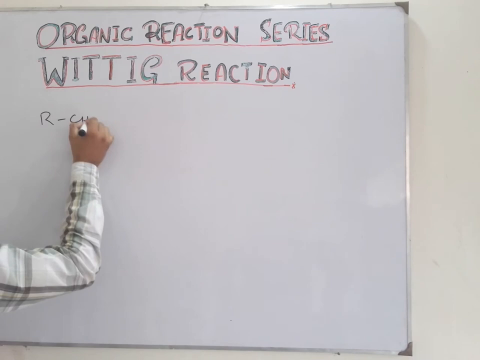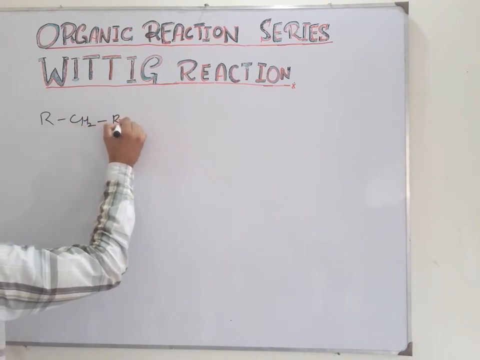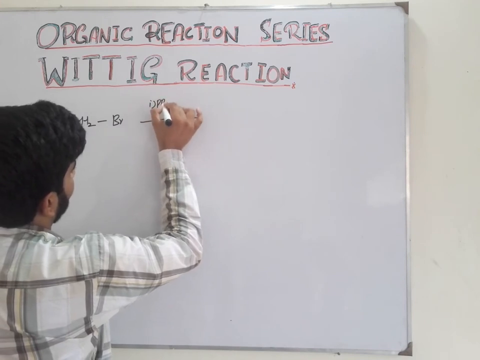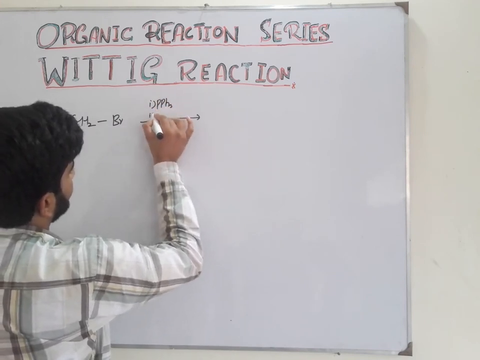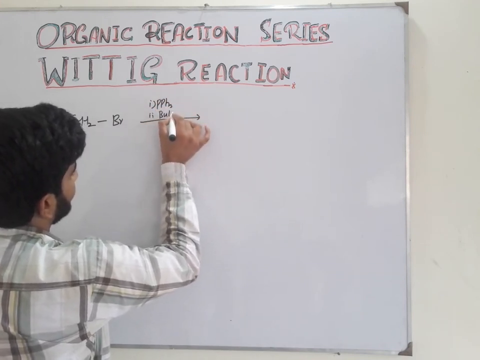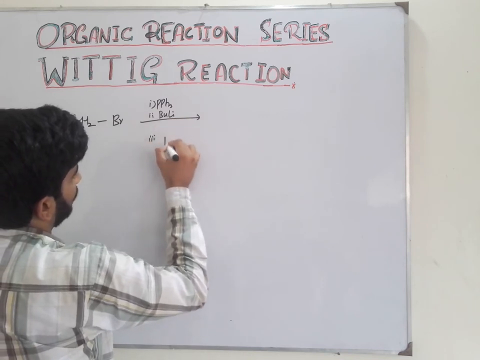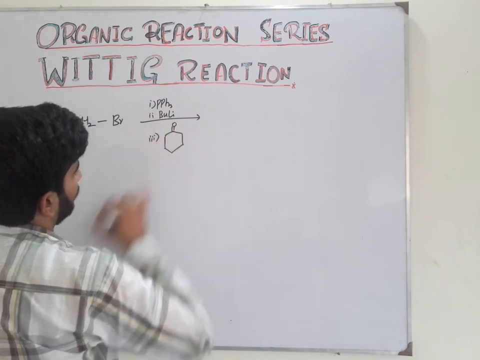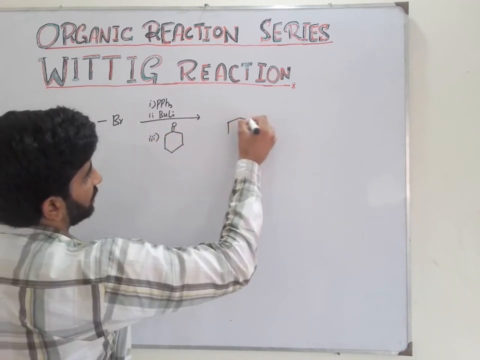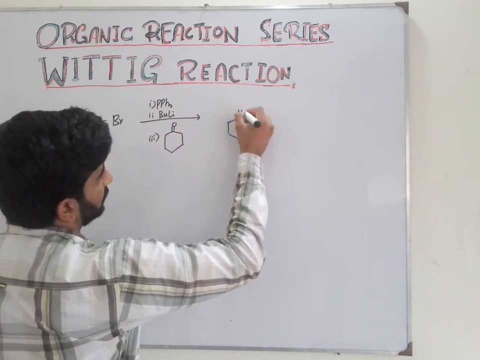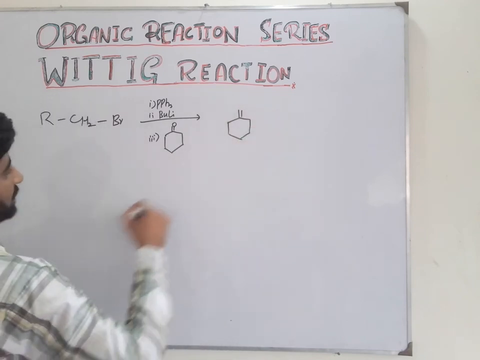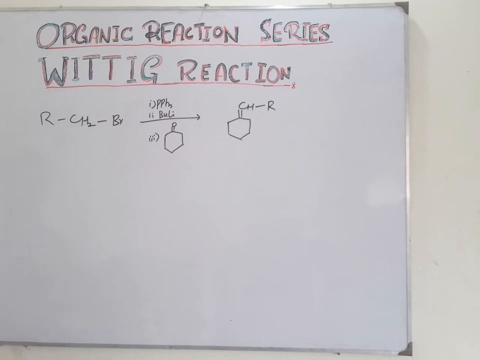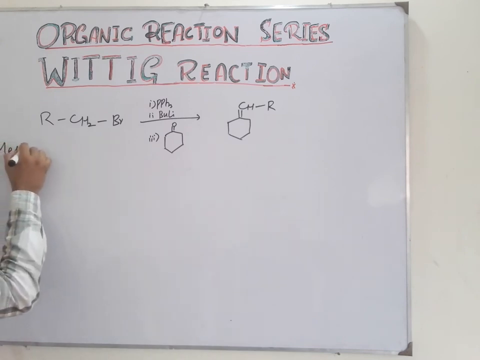We have a 1-degree alkyl halide, then we add triphenyl phosphine. It's a strong base and a ketone, that is cyclohexanone. Then there is formation of an alkene. So this is the reaction, and now we discuss the mechanism.